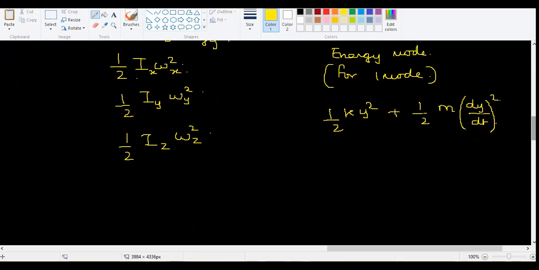Why dy by dt? Anybody? What is dy by dt? This is your displacement. In the oscillation, displacement is y. So half k y square. If it is displaced more, more potential energy. If it is displaced less, less potential energy. What is dy by dt?